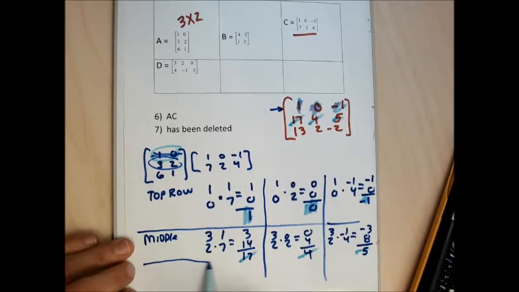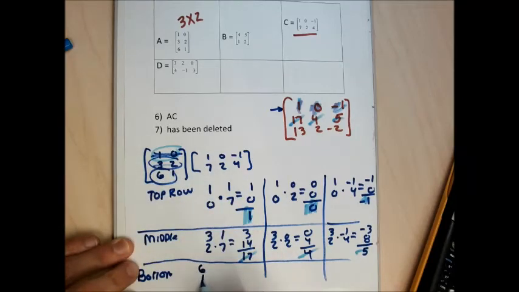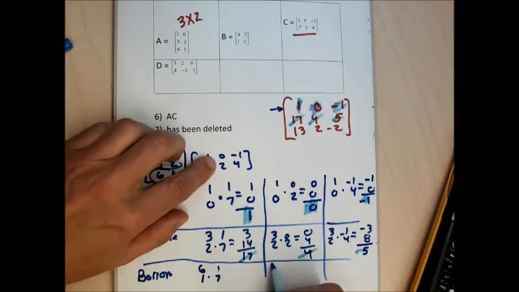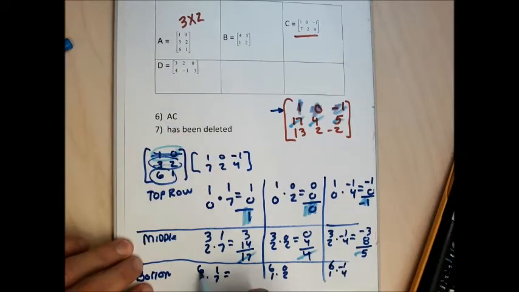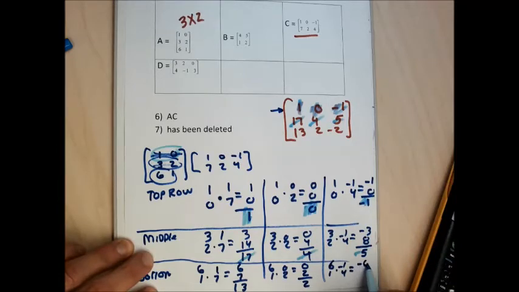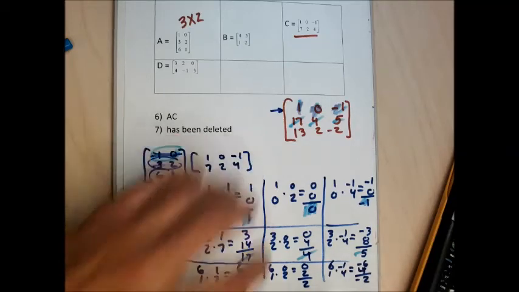Barely have room to get this bottom row, but to get the bottom row, I'm going to take this 6, 1 and do the same thing. I'm going to go 6, 1 times 1, 7. I'm going to do 6, 1 times 0, 2, and 6, 1 times negative 1, 4. I multiply across. 6 times 1 is 6, 1 times 7 is 7. I add and get 13. I multiply 6 times 0 and 1 times 2 and get 0 and 2. Add and get 2. Multiply 6 times negative 1 and get negative 6, 1 times 4 and get 4. Those have opposite signs, so I subtract and get negative 2.